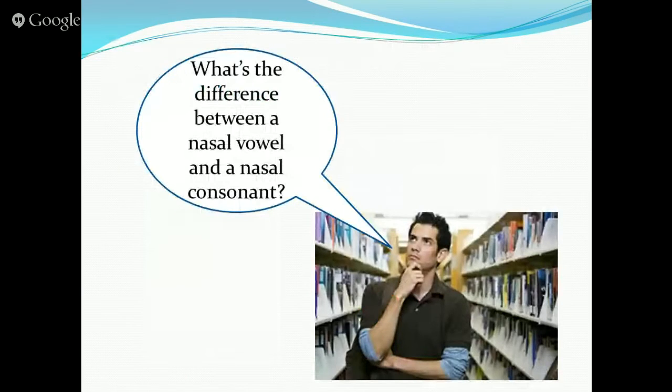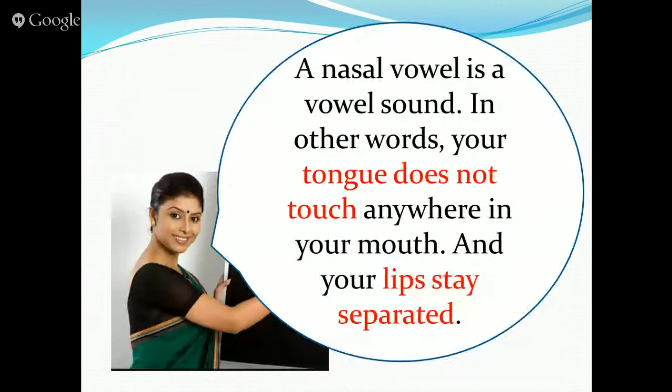So what is the difference between a nasal vowel and a nasal consonant? A nasal vowel is a vowel sound. In other words, your tongue does not touch anywhere in your mouth and your lips stay separated. So this is the difference between a consonant and a vowel. For a vowel, you don't touch your tongue anywhere in your mouth. The minute you touch your tongue to the roof of your mouth or to your teeth or anything, it's no longer a vowel, it's a consonant.